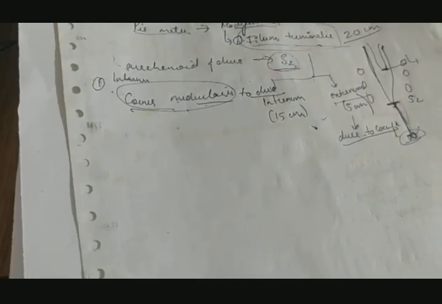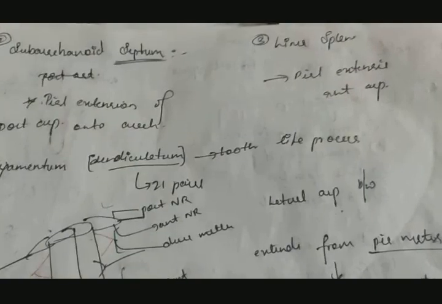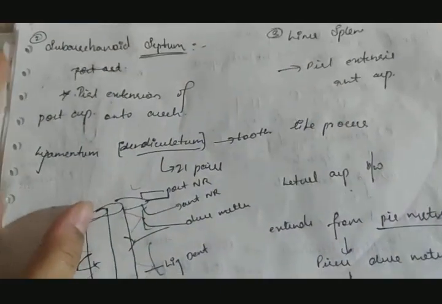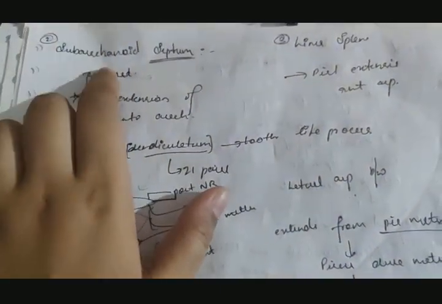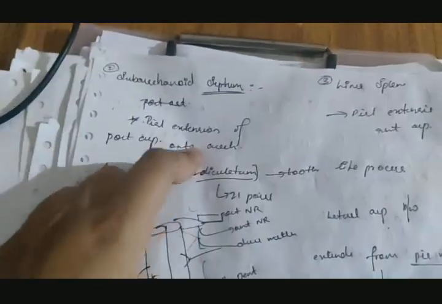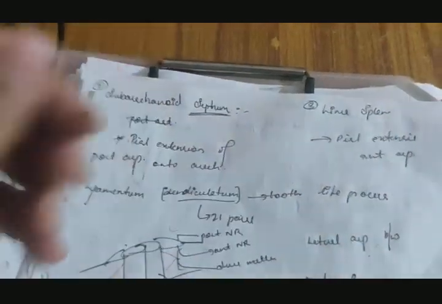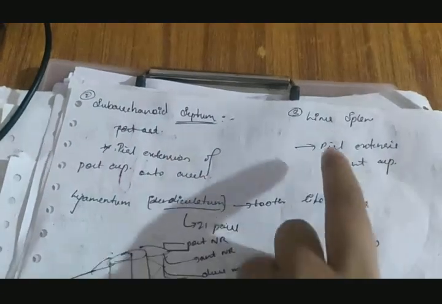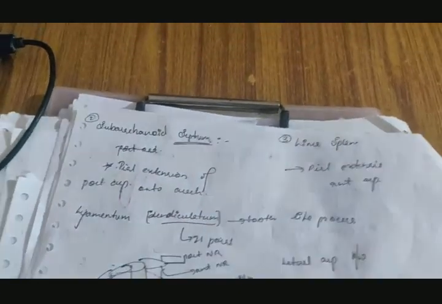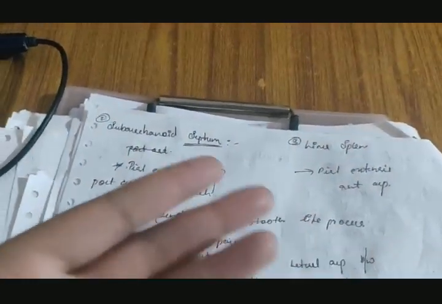We need to know that the filum terminale is non-nervous, though it contains nerve rootlets of the second, third and fourth spinal nerves. There are two more modifications of the pia mater, the subarachnoid septum and the linea splendens. Basically they are the same thing, except this is the pial extension of the posterior aspect, extending in the posterior part, whereas the linea splendens is the pial extension onto the anterior part. That's the only difference.